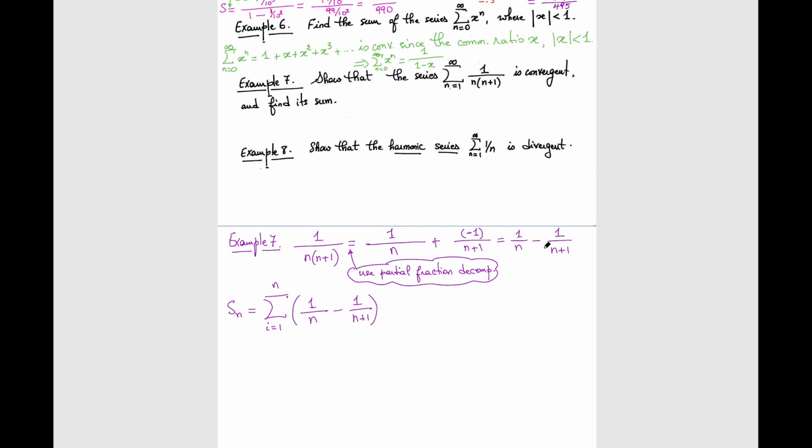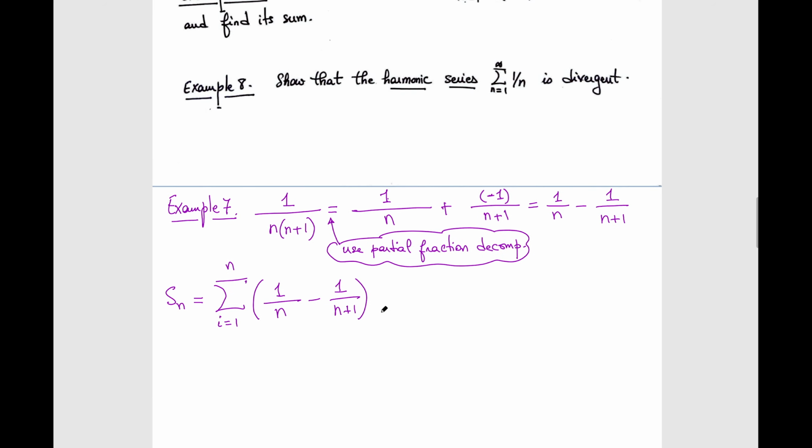Why is this observation useful? Look, let's write the terms. Because this is supposed to be a_i, I mean, here I have i instead of n.